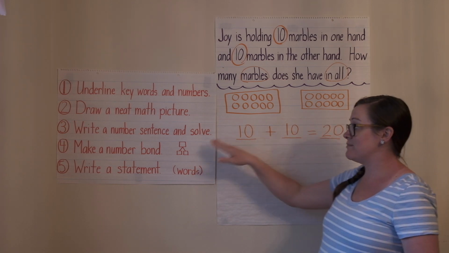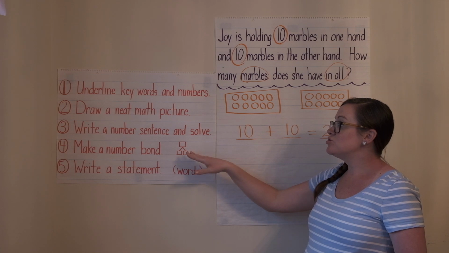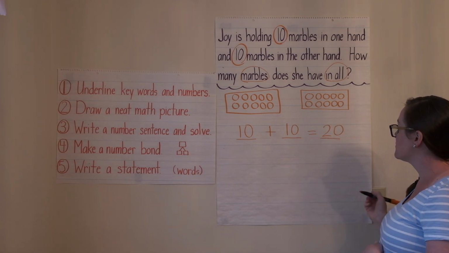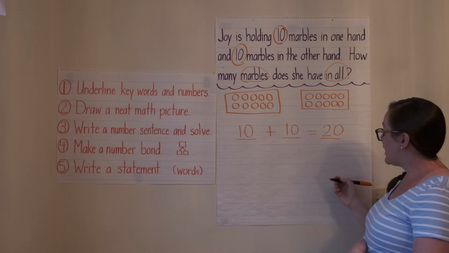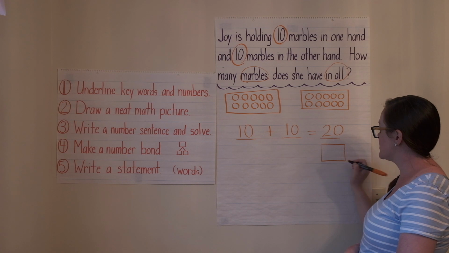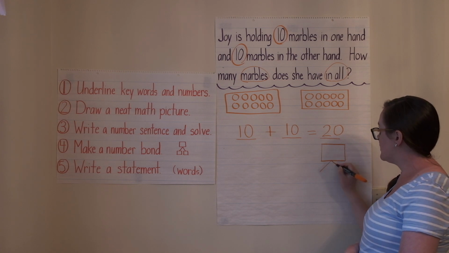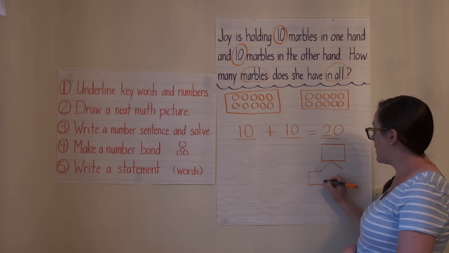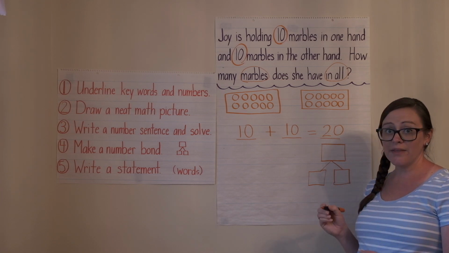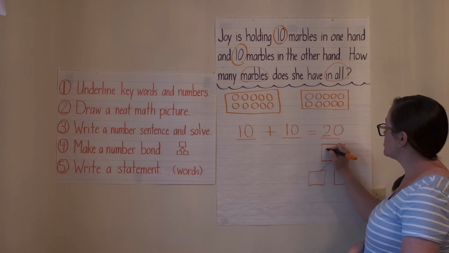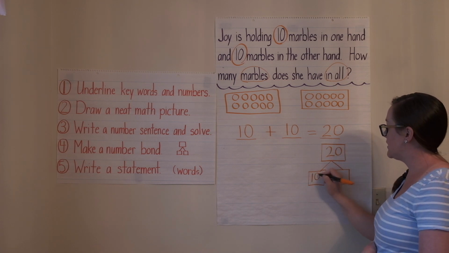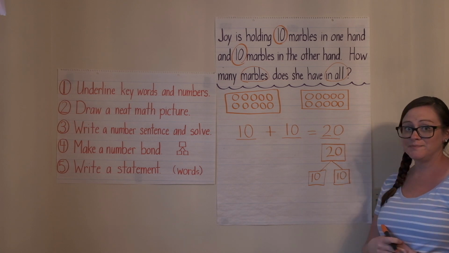So now step 4 is to make a number bond to match my number sentence. So my number bond, the top of my number bond is always the whole. And then I have the 2 parts. The parts are what we added together to get the whole. So the whole is 20. And my 2 parts this time are 10 and 10.